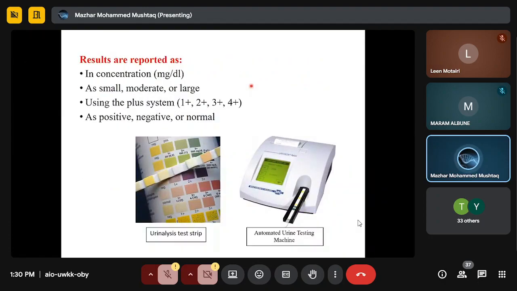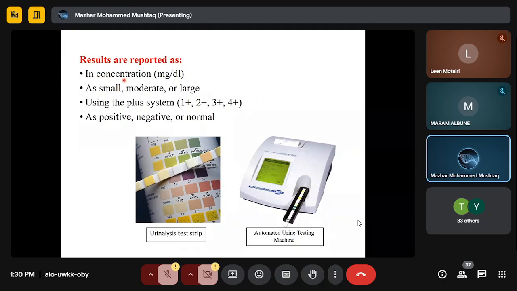Even now, these strips are no longer required to be read by the human eye. Earlier, we just used to look at the strip and find out. But now we have an automated machine for that purpose. You just have to put the strip inside, as it is shown here, and it will give you the whole report by itself. So how are the results given?